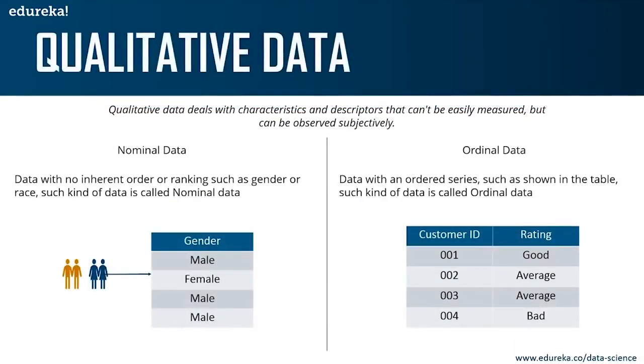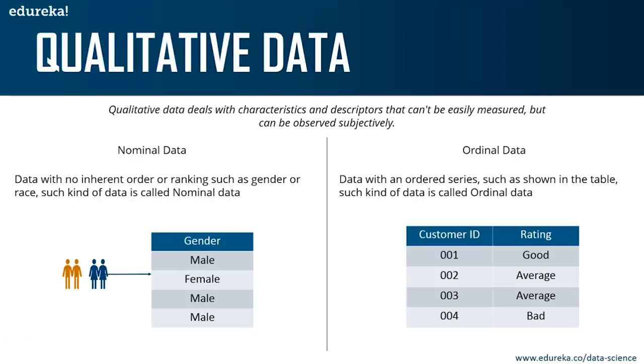Now let's focus on qualitative data. This type of data deals with characteristics and descriptors that can't be easily measured but can be observed subjectively. Qualitative data is further divided into nominal and ordinal data. Nominal data is any sort of data that doesn't have any order or ranking. An example of nominal data is gender. Now, there is no ranking in gender. There's only male, female, or other, right? There is no 1, 2, 3, 4, or any sort of ordering in gender. Race is another example of nominal data.